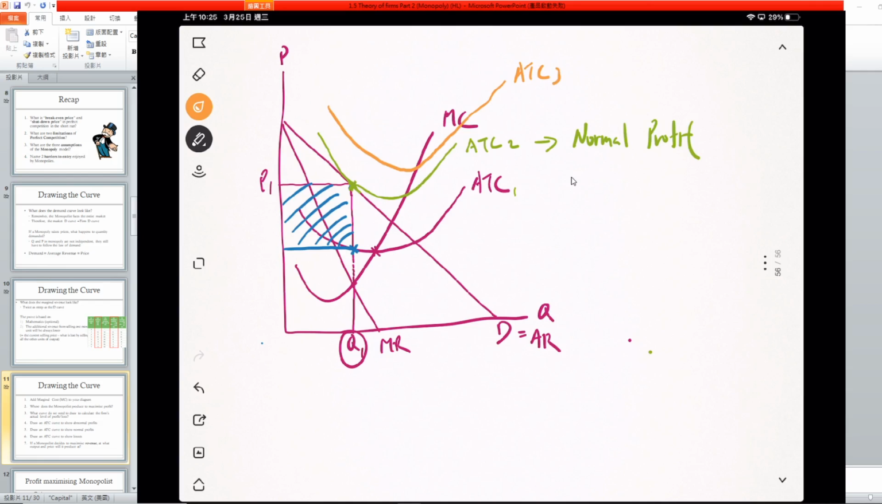So look at ATC3. If you're producing at Q1, your average cost is up here. Let's call that C. Your average cost is up here at C, and your average revenue is just P1, because at Q1 you are going to have an average revenue right here at P1. So that's why you can see the result. This orange box here, that's your loss.